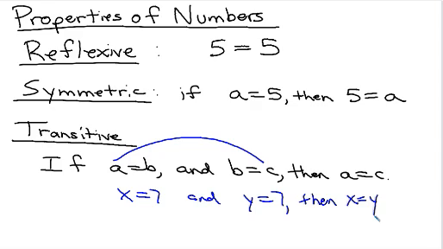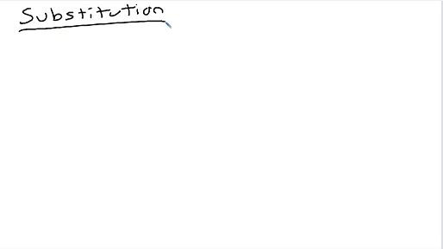Now, the next one we use a lot. We use it all the time. It's called the substitution property. And all you need to think about in the substitution property is you are replacing something.